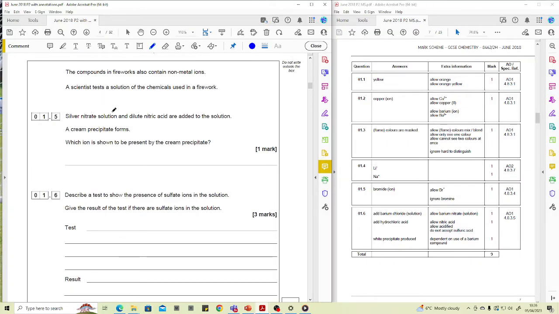So non-metal ions are also present, so you're going to test a solution of the chemicals, and this time we're going to be doing our negative ion tests. So silver nitrate plus dilute nitric acid, and it's a cream precipitate. This is Br-.